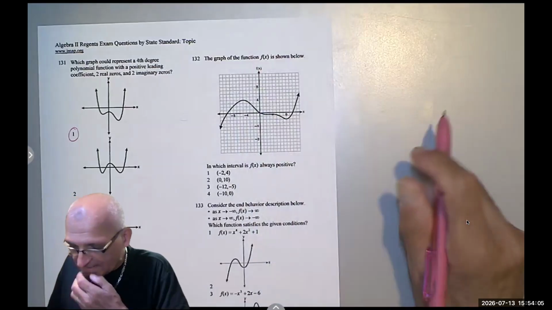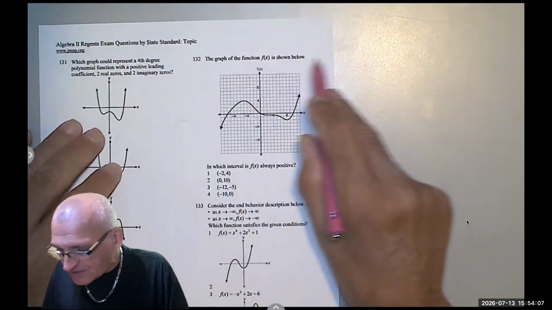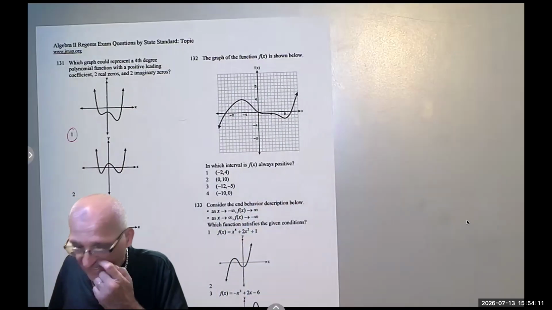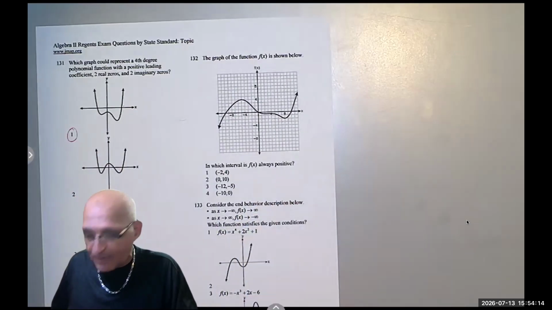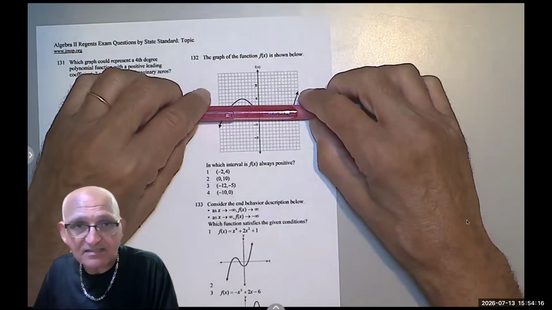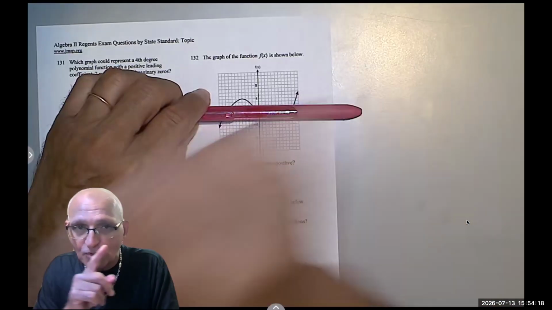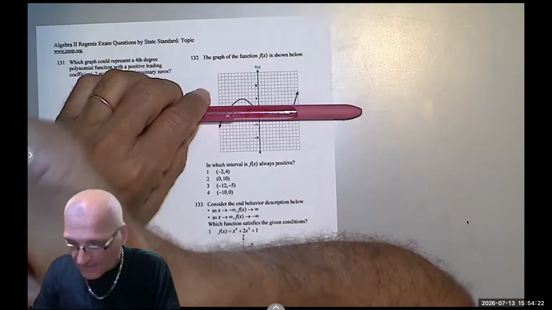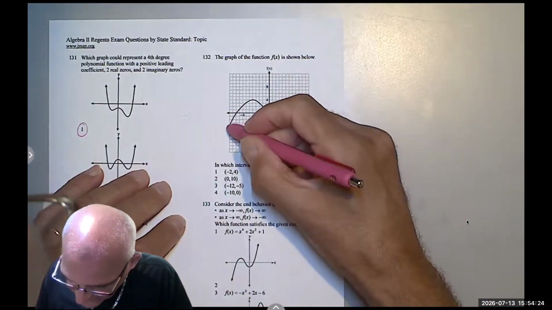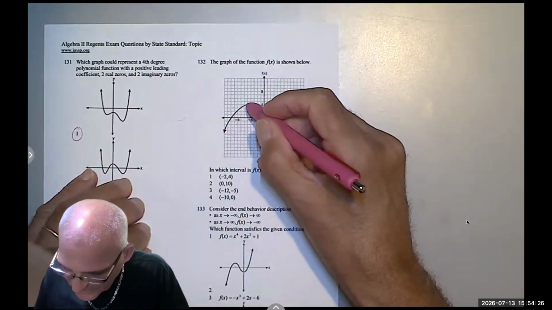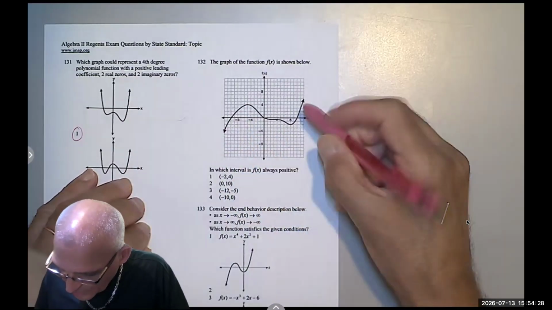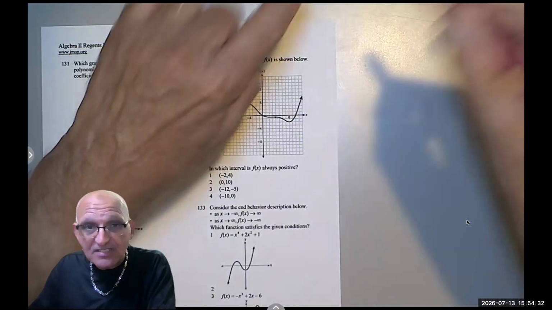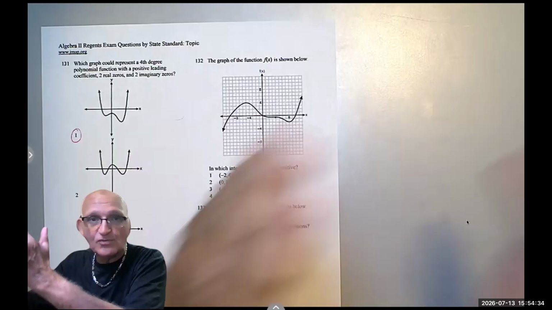Let's move to the right-hand side. The graph of the function f of x is shown below. In which interval is f of x always positive? Positive meaning above the x-axis. Notice some students confuse between increasing and positive. This graph is increasing from negative infinity up to this point, or from this point to infinity. That's increasing. Going from left to right, you move up.